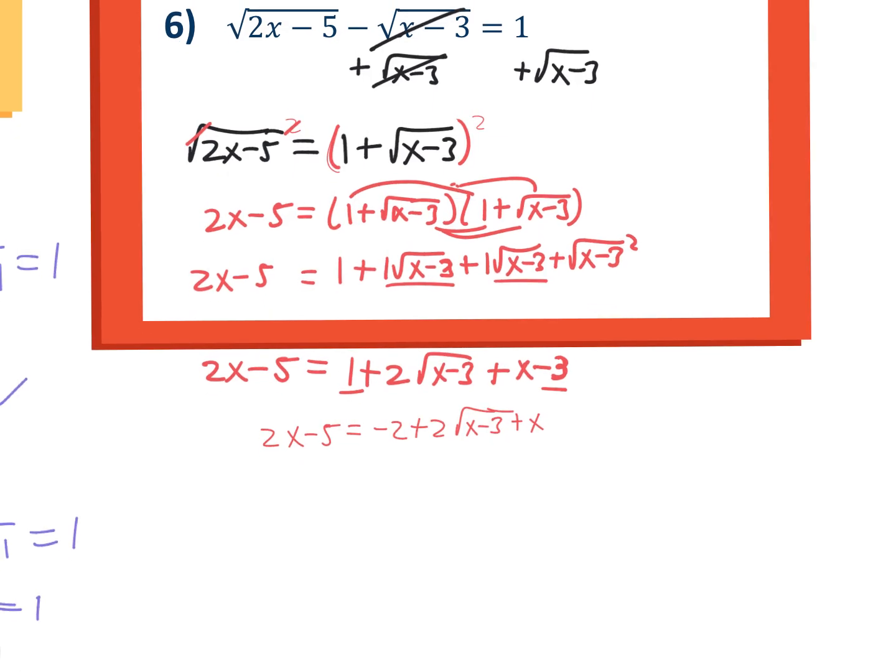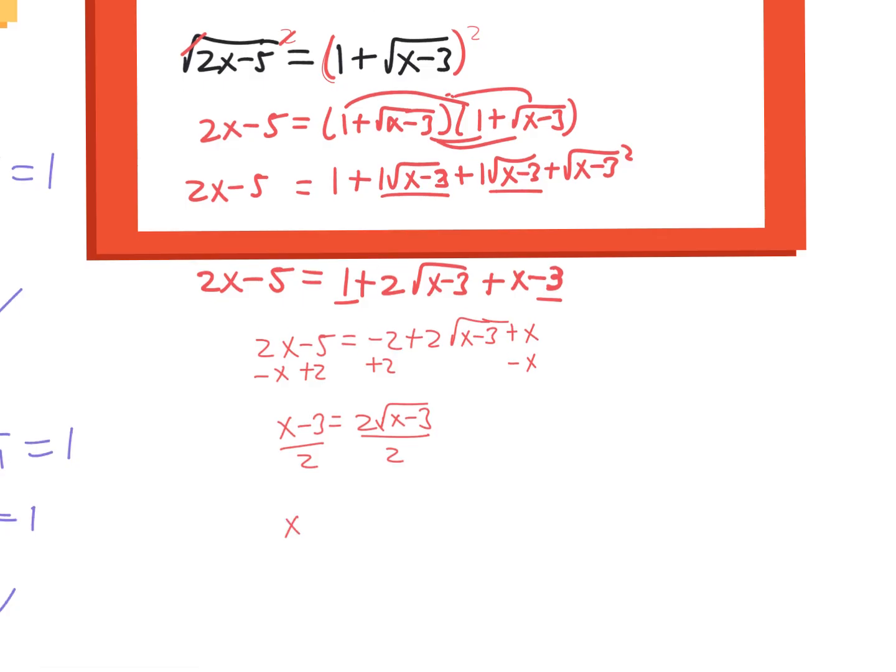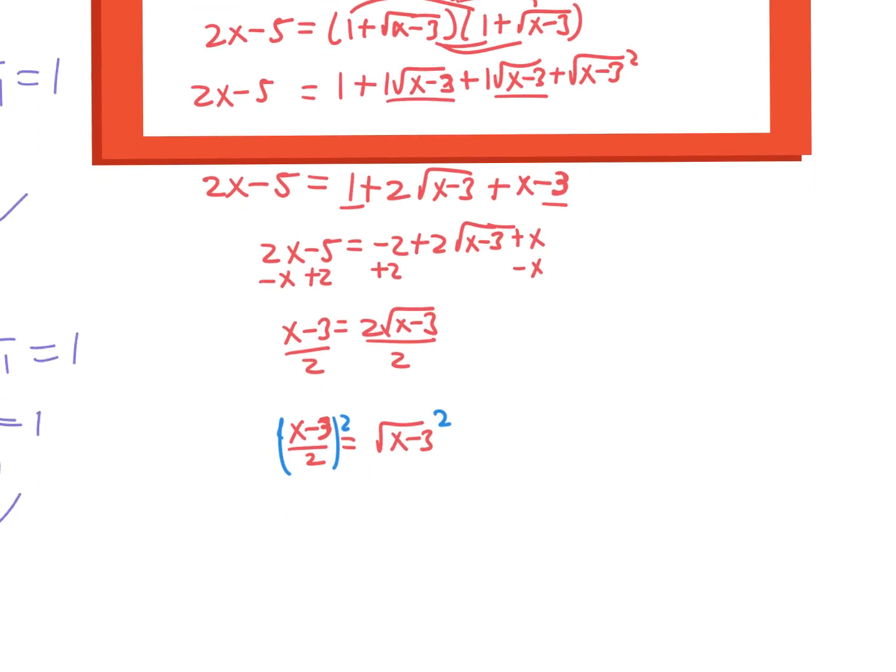And then again, I just want to get that square root of x minus 3 completely by itself now. So I can add 2 on both sides, and then I can subtract x. And then you're left with x minus 3 equals 2 square root of x minus 3. And then to get it completely by itself, again, let's just divide by whatever's in front of it. So let's divide by 2, and then you're left with x minus 3 over 2 equals the square root of x minus 3. All right, so that was a lot just to get one radical by itself. But now we have to do the exact same thing, and I'm going to square both sides. And then squaring both sides, I can square the top, square the bottom.